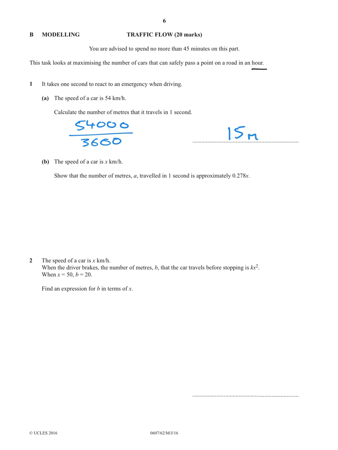meters. Okay. The speed of the car is x. Show that the number of meters a travelled is approximately 0.278x in 1 second. So we're going to go through the same process. x times 1,000 divided by 3,600, which, let's just cancel those, is 10 over 36 x, which if we put into our calculator is 0.278x.